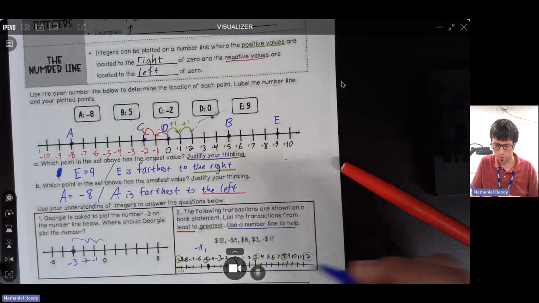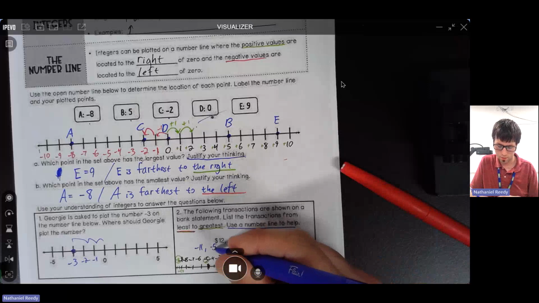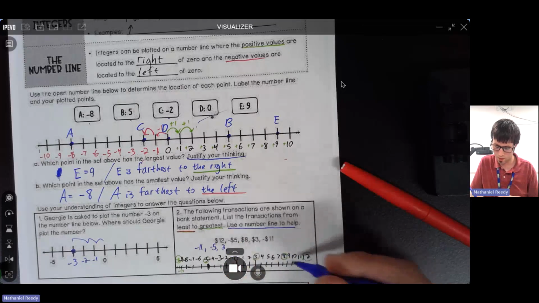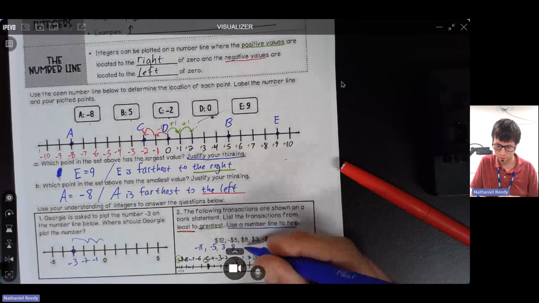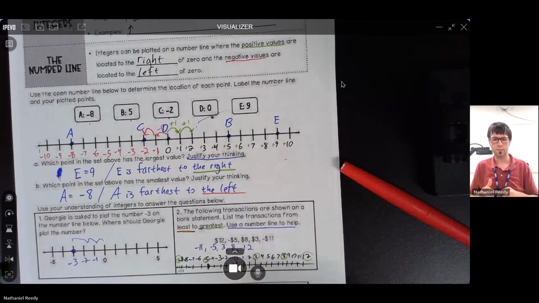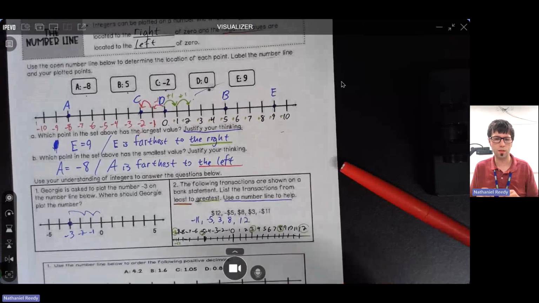And now I'm going to go to the greater numbers. -5 is a little bit greater, and 3 is a little bit greater than that, then 8, and then 12. So I hope you understood that one.